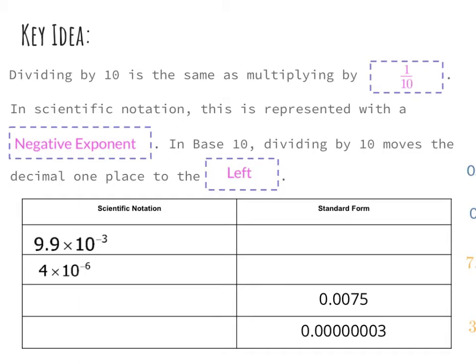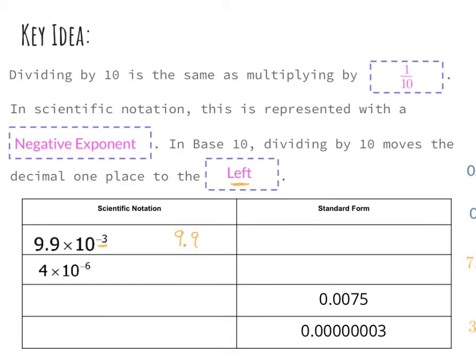So before we were moving to the right to make a really, really large number; to make a really, really small number, we're going to be going to the left. So let's take a look at our first example there. In our first example, I've got 9.9 times 10 to the negative third. So again, I'm going to be moving this time to the left. So I'm going to write out my 9.9, and then I'm going to look at my power, and in this case, it's to the negative third.